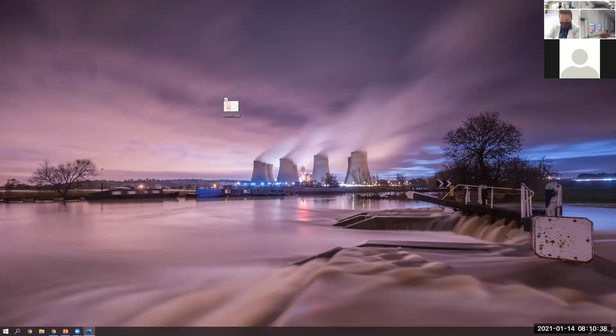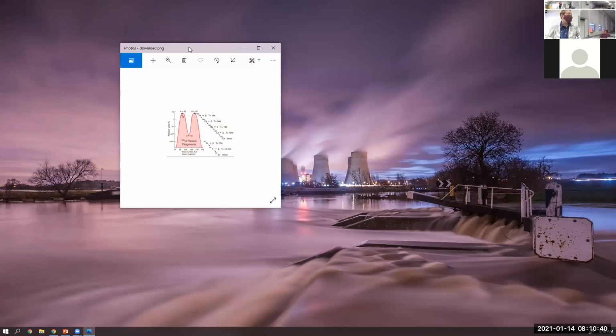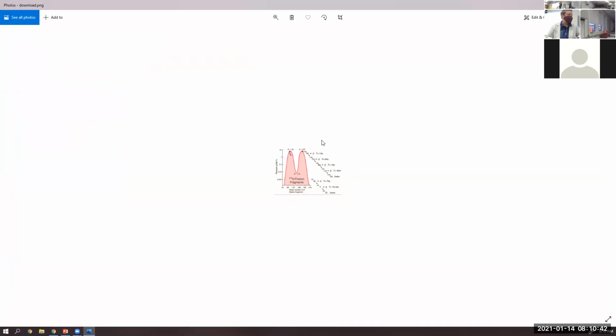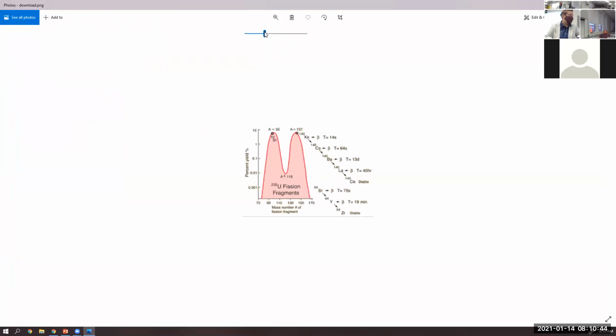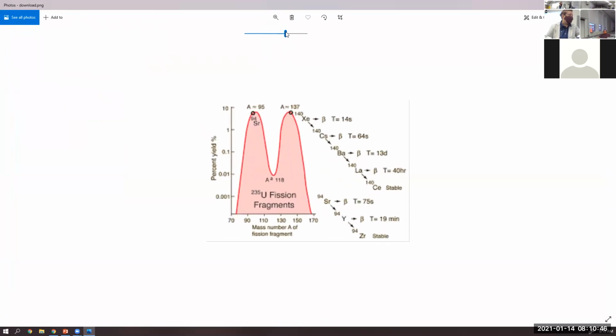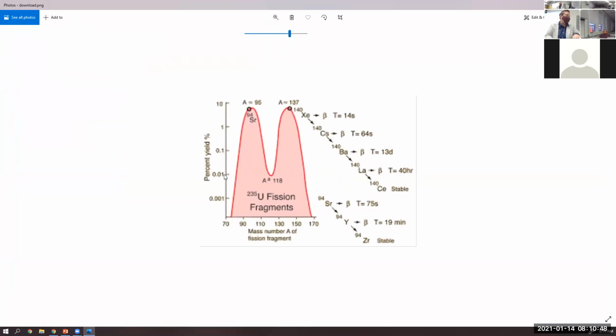Right, so there's this distribution that looks like this. Did Mike ever show you guys this graph? Yes. Okay, I never understood it. So this side is your percent yield, and this side is your mass number. A very, very small amount of the time, you could produce literally any mass number between 70 and 170 in your fission fragments.